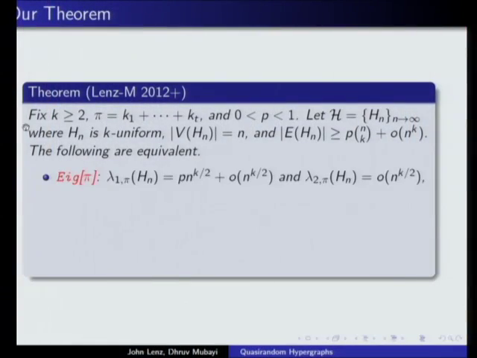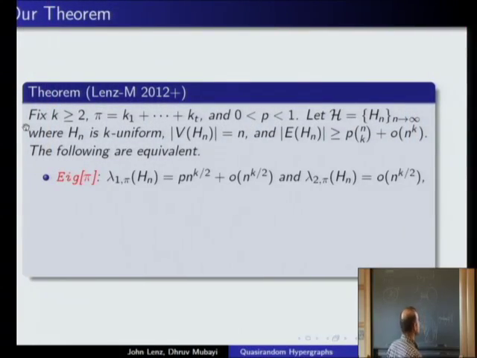The following are equivalent. I haven't told you anything about this, but there's something called eig pi, which has to do with the eigenvalue with respect to this partition of the hypergraph sequence H. There's a first eigenvalue and a second eigenvalue. The first eigenvalue should be p n to the k halves, and the second eigenvalue should be small compared to this. And if k is 2, you see that this is exactly the Chung-Graham-Wilson condition. The eigenvalue will be pn, and the second eigenvalue will be little o of n. But I have to tell you more about this.